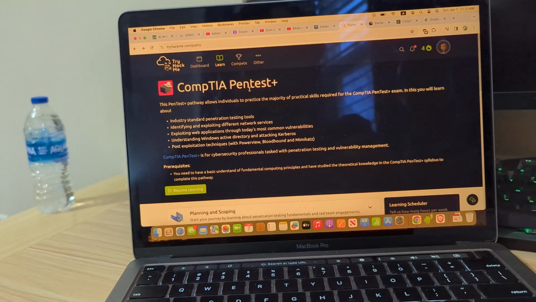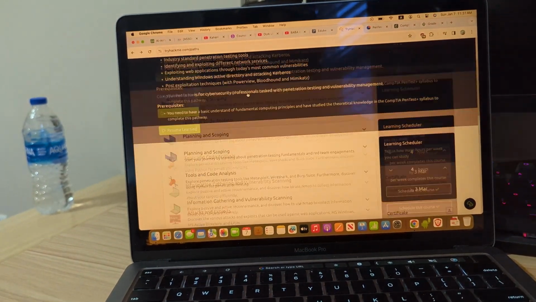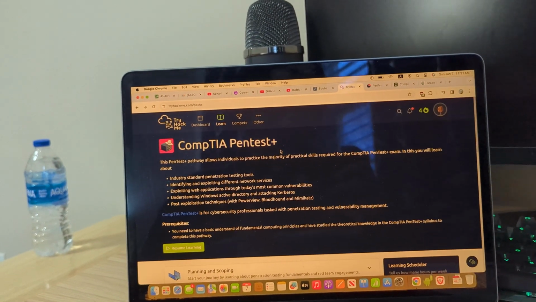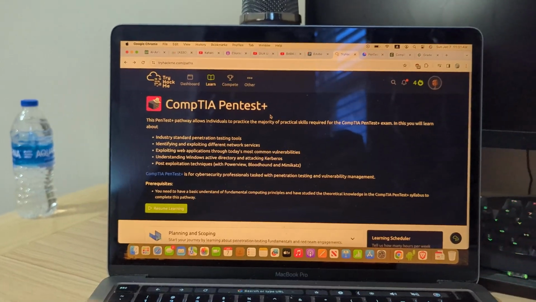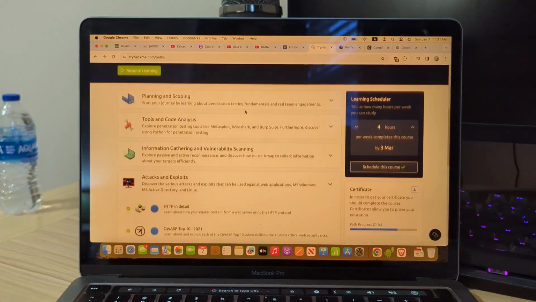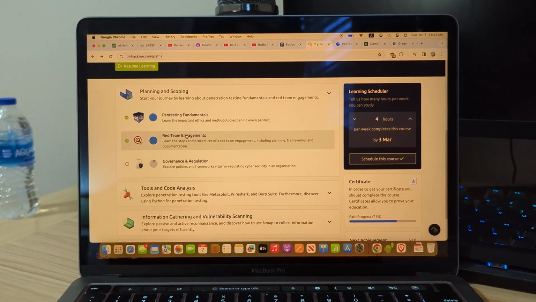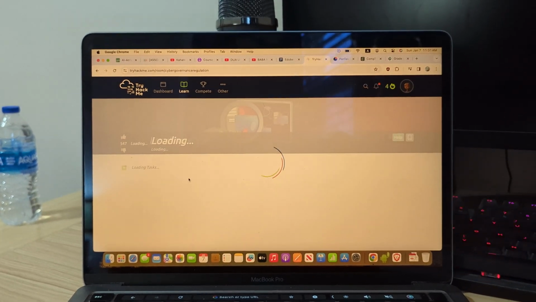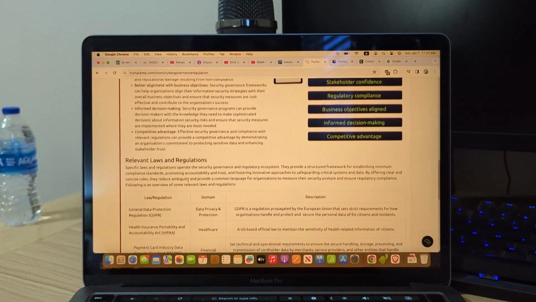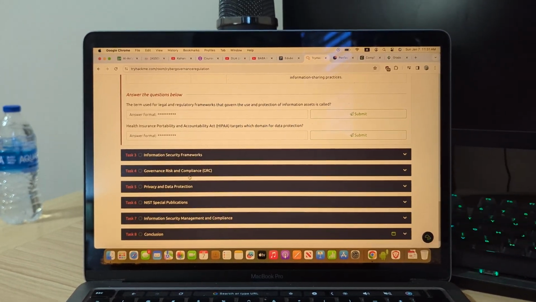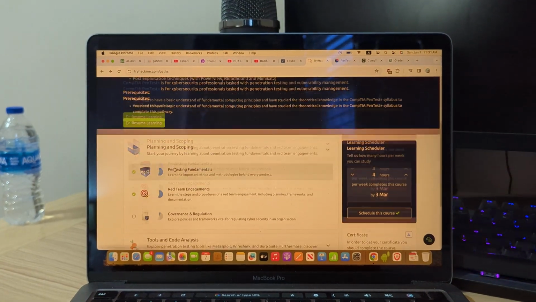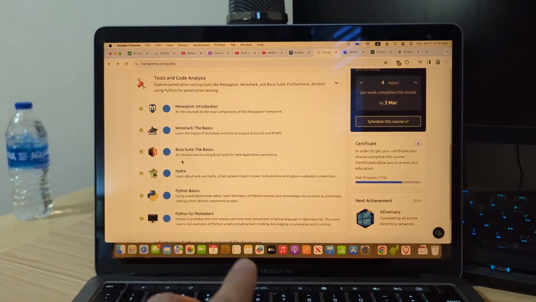I paid for it and went through this CompTIA PenTest Plus path. With this path, I went through all of these modules. You can see I didn't go through governance and regulation because there is nothing technical, it's just theory and answering. So maybe I skipped it, but let's look at the tools. I did all of the tools.